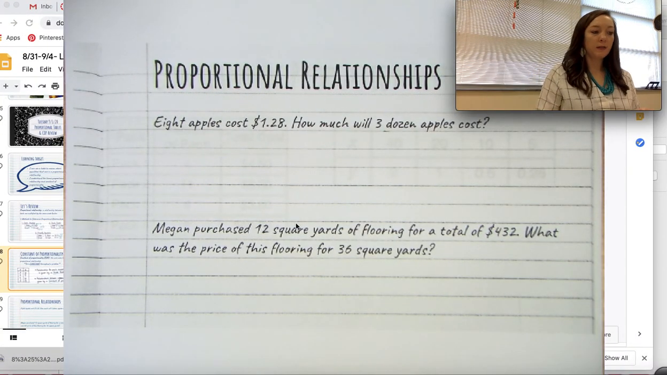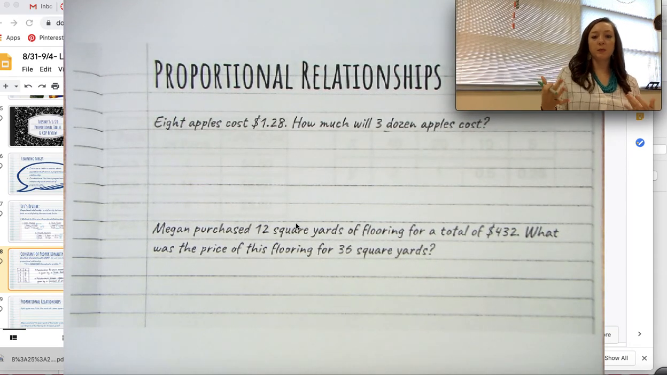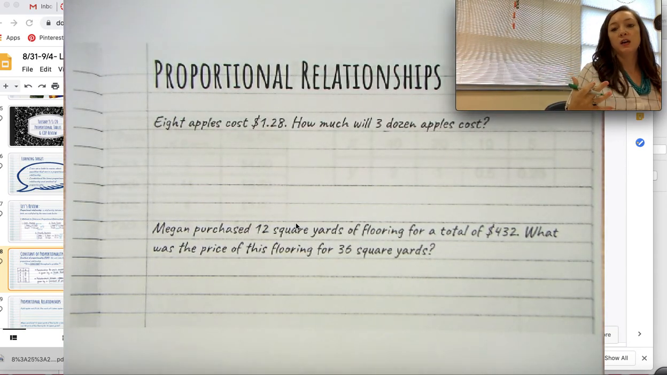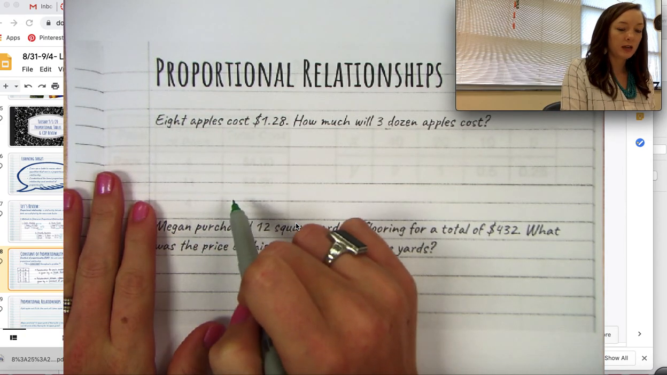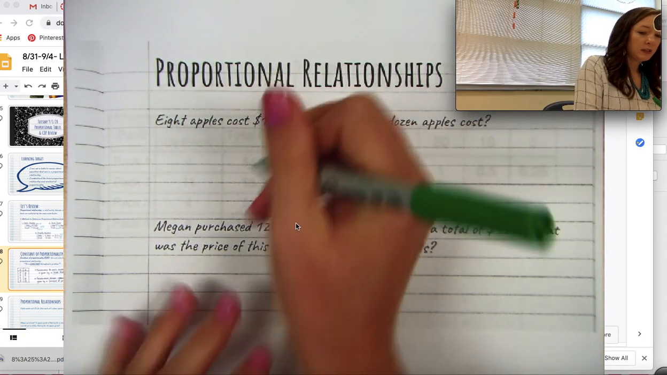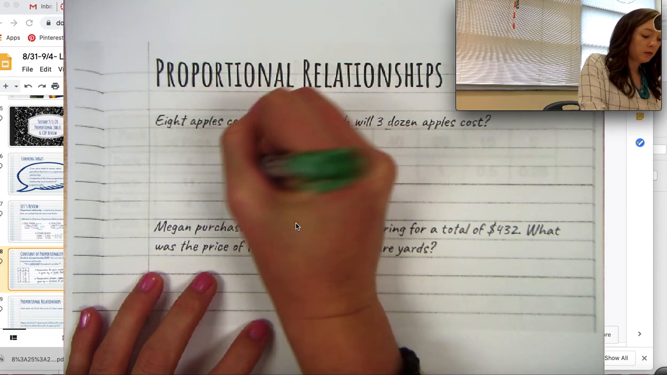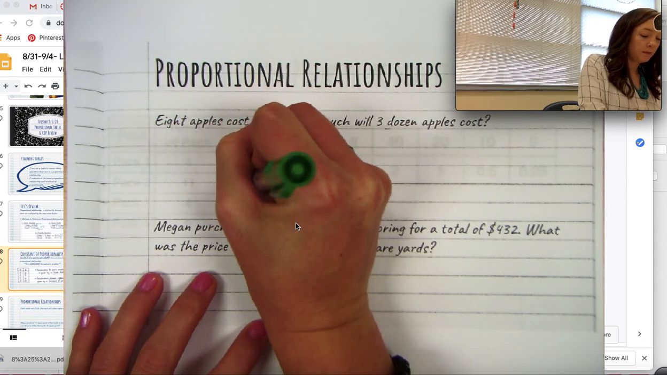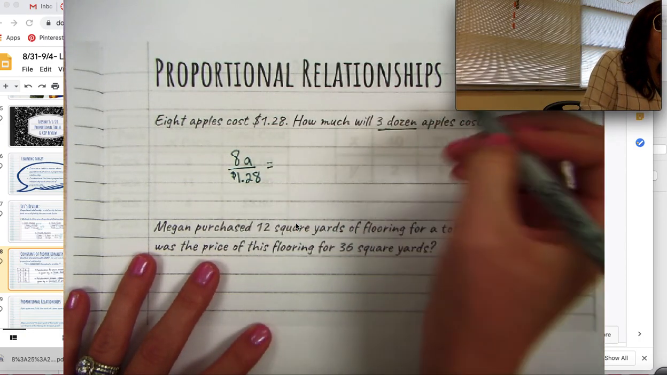Let's talk about these examples here. If I have these proportions and I want to find an unknown cost: 8 apples cost $1.28. How much will 3 dozen apples cost? I'm going to set it up like this. I've got 8 apples for $1.28, and I'm going to figure out how much 3 dozen apples is.